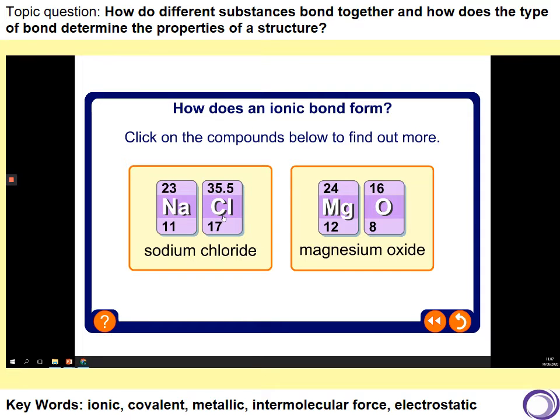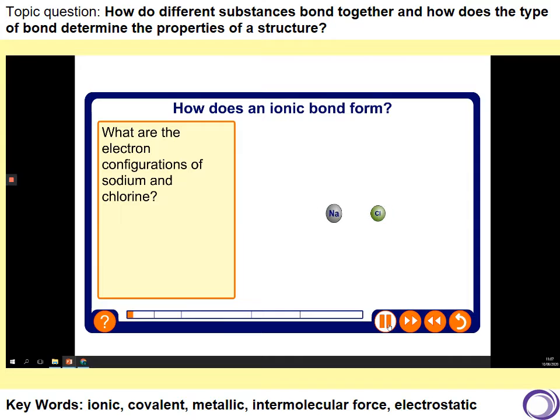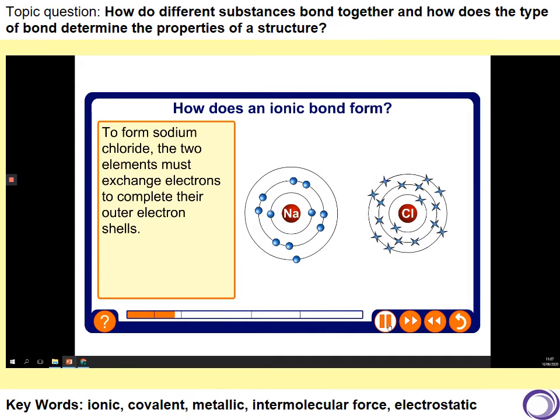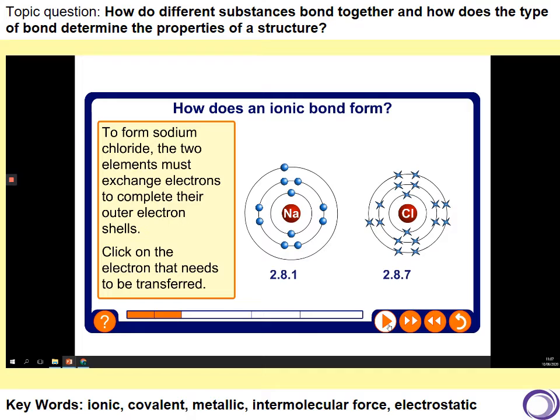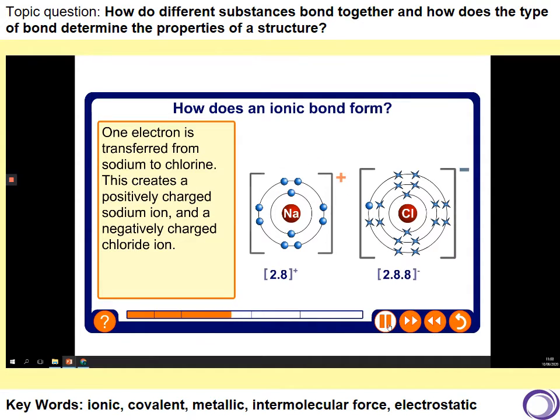First of all, let's look at the bonding in sodium chloride. When we have a sodium atom and a chlorine atom, the sodium atom has 1 electron in its outer shell, and the chlorine atom has 7 electrons in its outer shell. Here it's quite straightforward. Sodium wishes to lose 1 electron and chlorine wishes to gain 1 electron. So the outer electron from sodium is transferred to chlorine.